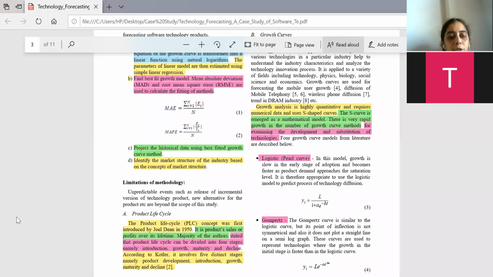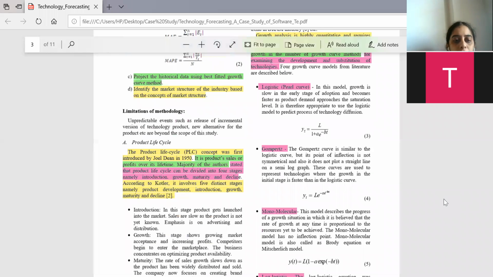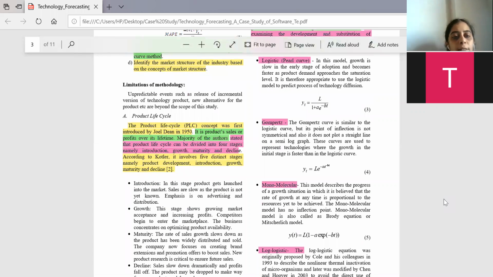So let us come back. These are the drawbacks related to the methodologies the people have used in this current paper. Okay, so here they have dealt with the PLC also. The PLC, our product life cycle concept, was first introduced by Joel Dean in the year 1950.